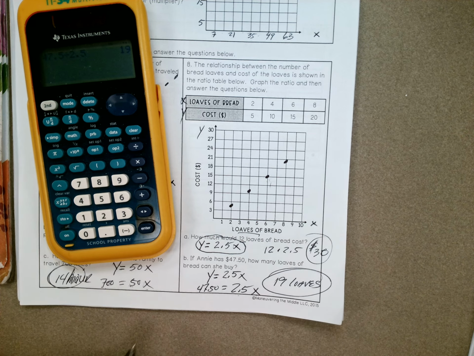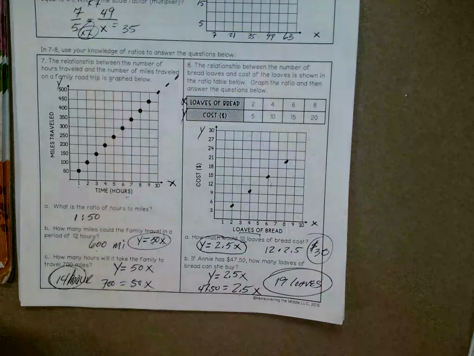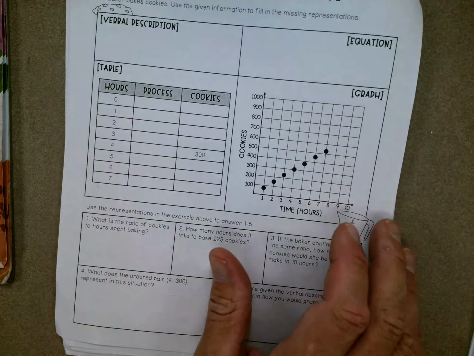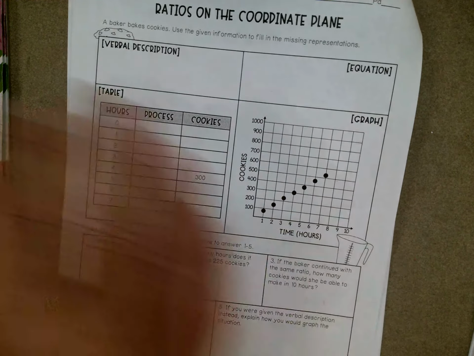Right? So good stuff today. Good stuff. And good lesson. If you flip the page, you'll be able to look at the next page as our homework. And we can go from there.